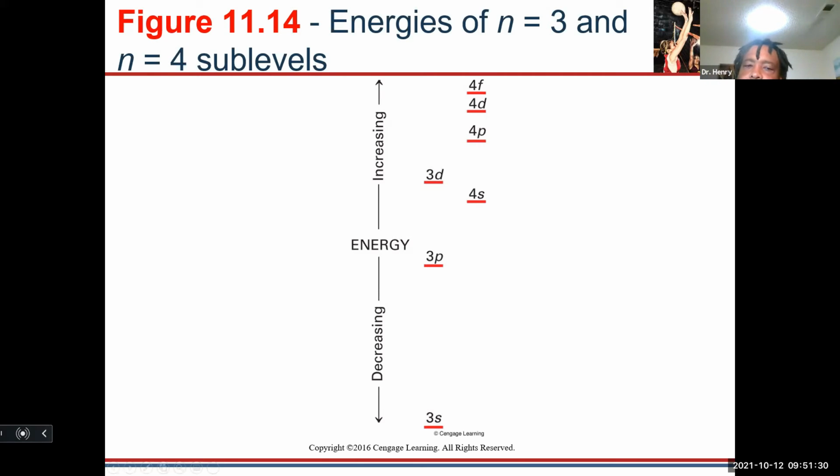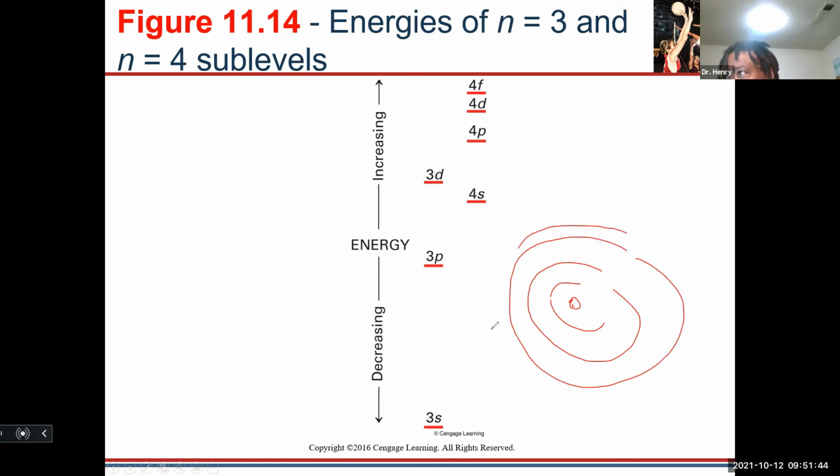So here's the nucleus, and this represents those energy levels. If I have electrons out here in the 4th energy level, 1, 2, 3, 4, this is n4, this is n3, this is n2, this is n1. If I have electrons in the 4th energy level, wouldn't it be easier to pull from those than from the ones that are closer?